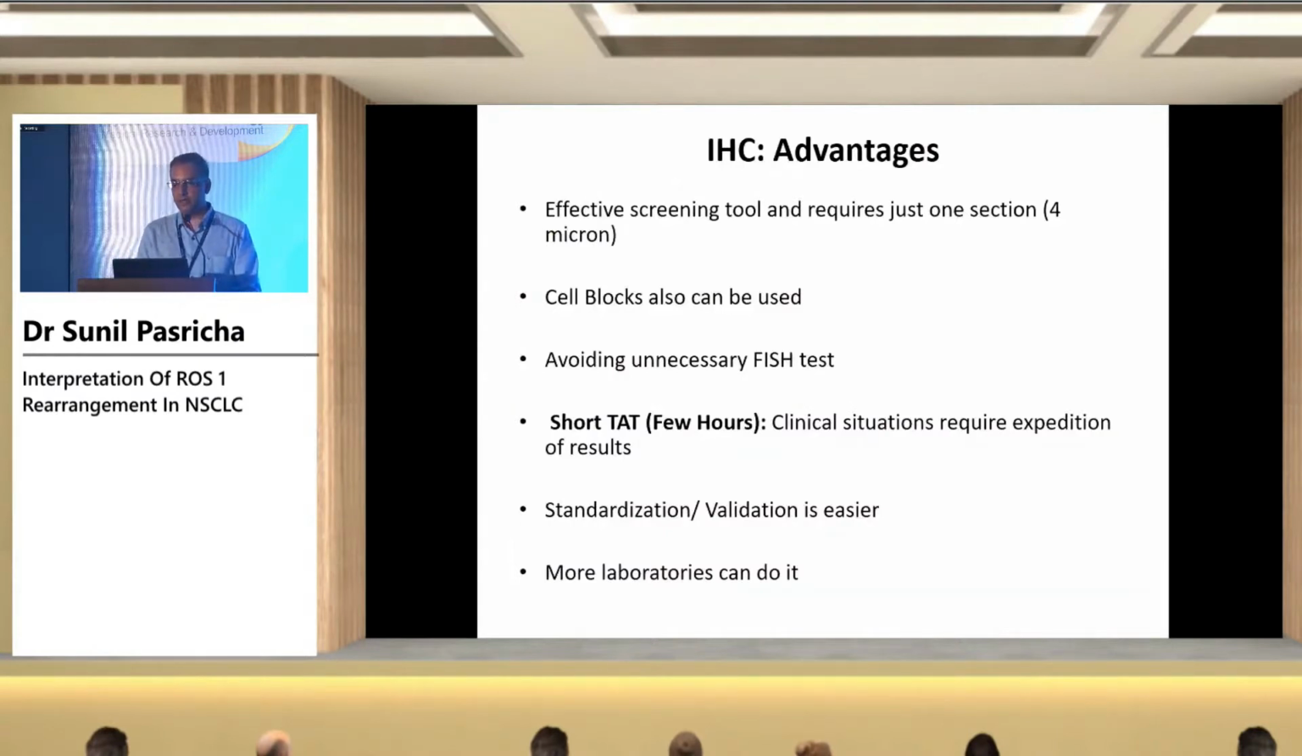So immunohistochemistry has advantages. It's a very effective screening tool and requires just one section. Cell blocks can also be used. It avoids unnecessary FISH testing, which is expensive and tedious. And the very important thing is that it has a very short turnaround time, so the medical oncologists get across the clinical situations that actually require expedition of results.